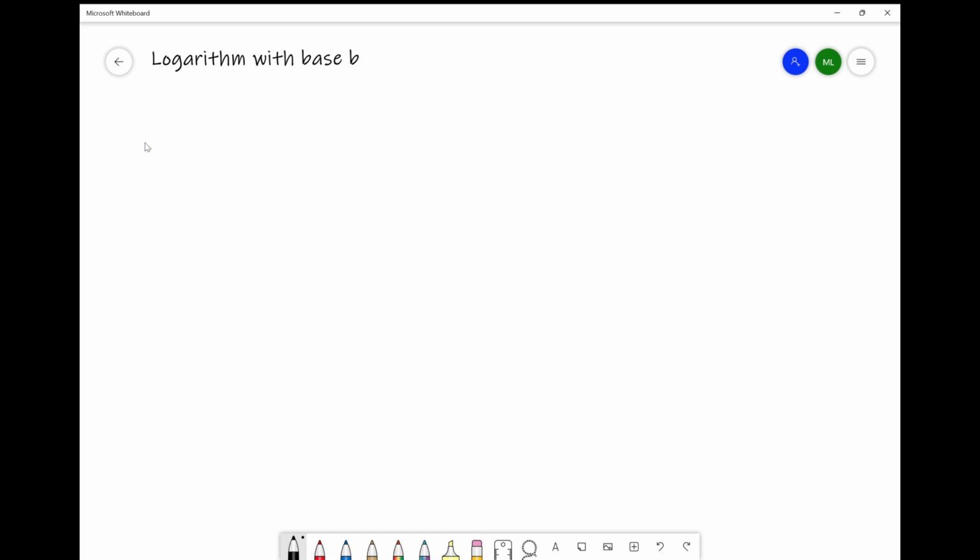Hi everyone! So I want to talk about logarithms with base b today, and we'll get to evaluate some as well and be able to convert them from log to exponential form. Okay, so let's get started.